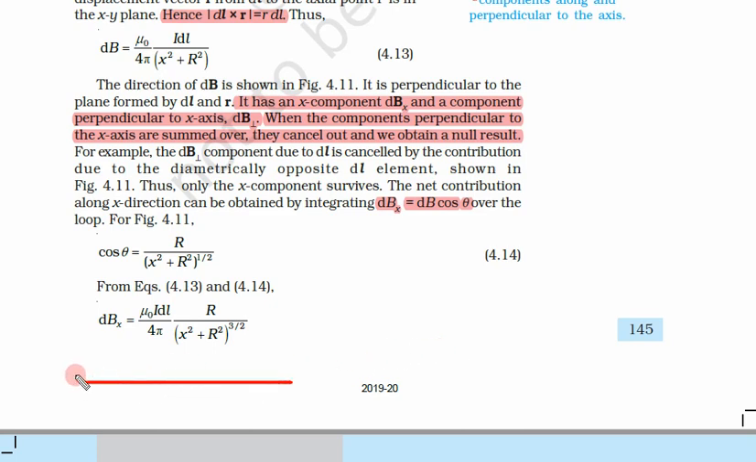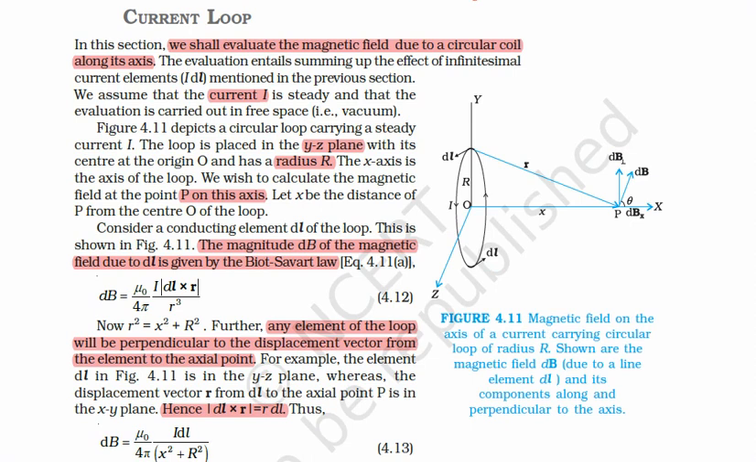We have reached this expression where the magnetic field on the x-axis is mu naught I dl upon 4 pi, r upon x square plus r square to the power 3 by 2. Now this is a very small magnetic field because we have taken till now a very small element. So what is the magnetic field due to the whole magnetic loop? See it once again. This is the very small element and this is the small magnetic field due to this very small element.